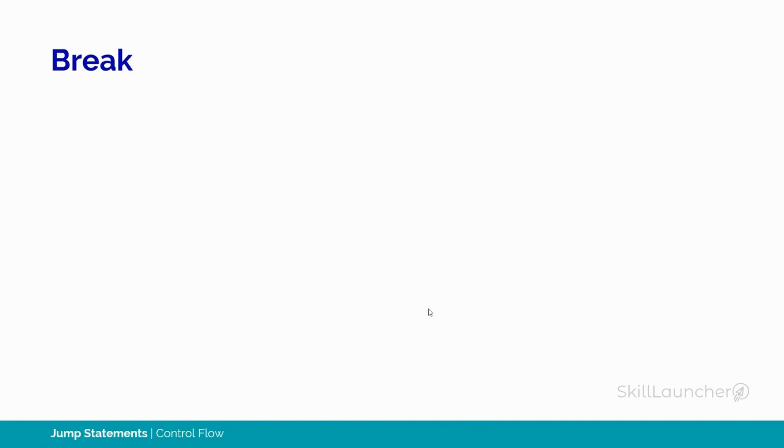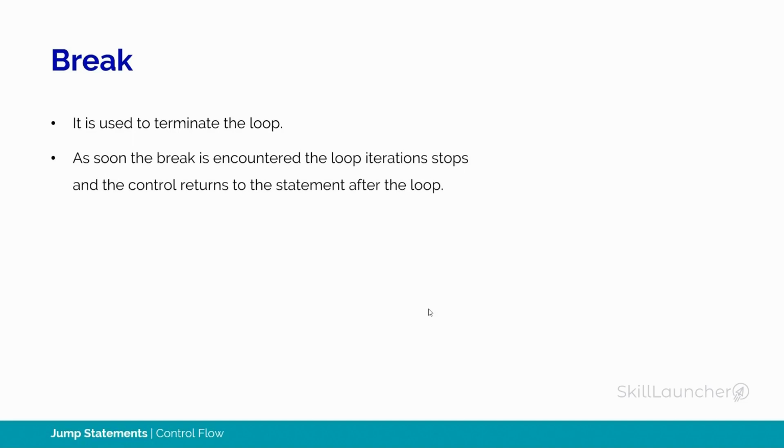Let us start our discussion with a break jump statement. A break statement is used to terminate the execution of rest of the block where it is present and takes the control out of the block to the next statement. It is mostly used in loops and switch case to bypass the rest of the statement and take the control to the end of the loop.